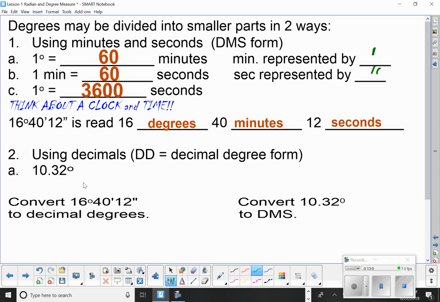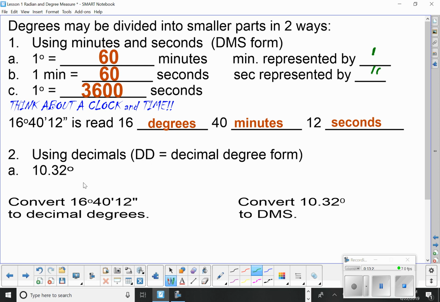Anyway, using decimals, you can also write a degree as something point something degrees. 10.32 degrees. That doesn't mean 10.5 degrees. That means 10.32. 10 and just under 1/3 of a degree.